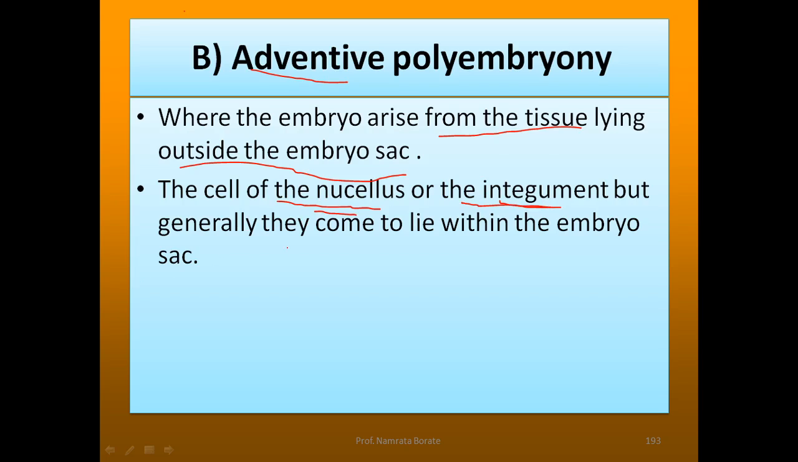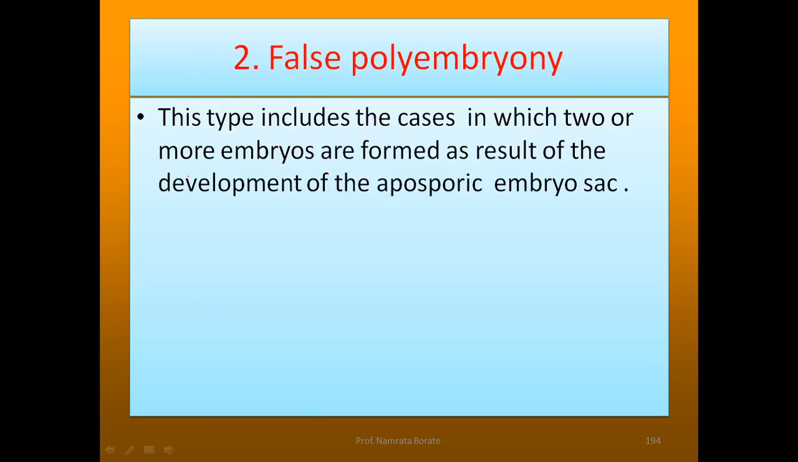But generally they come to lie within the embryo sac. The second type is false polyembryony. This type includes the cases in which two or more embryos are formed as a result of the development of an aposporic embryo sac.